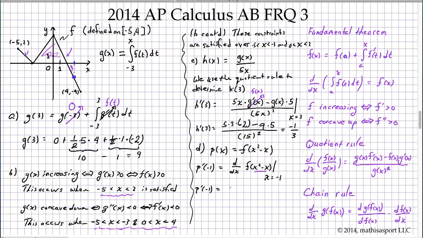This expression can be rewritten as follows. The derivative of f of x squared minus x, we can take its derivative with respect to x squared minus x. That we know how to do. And now we'll have to, in turn, take the derivative of x squared minus x with respect to x. Well, what do we know about these? What's the derivative of x squared minus x with respect to x? 2x minus 1.